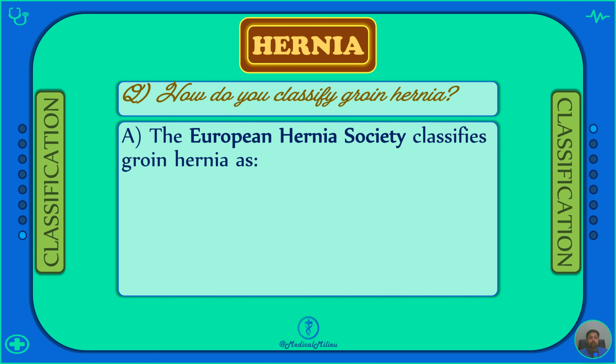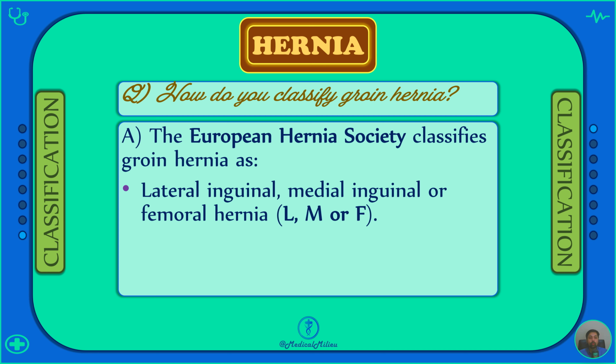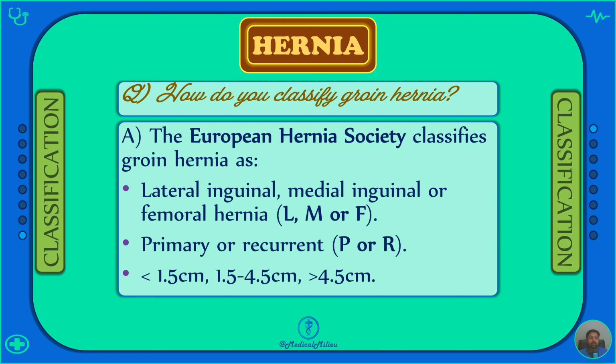The European Hernia Society classifies groin hernia as lateral inguinal, medial inguinal or femoral hernia denoted as L, M or F, primary or recurrent denoted as P or R, and depending on the hernia defect size, less than 1.5 cm, 1.5 to 4.5 cm and more than 4.5 cm.